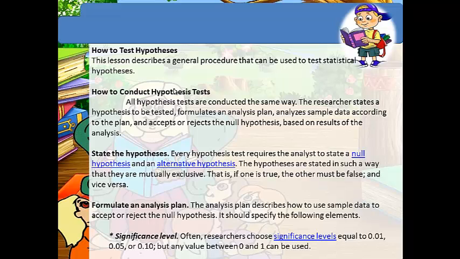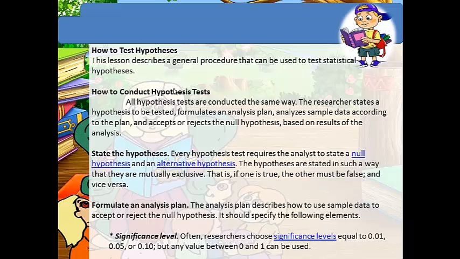State the hypothesis. Every hypothesis test requires the analyst to state a null hypothesis and an alternative hypothesis. So this is the one I described a while ago. This is the first step in hypothesis testing. We need to state the hypothesis. The hypotheses, as I said, are stated in such a way that they are mutually exclusive. That is, if one is true, the other must be false, and vice versa.